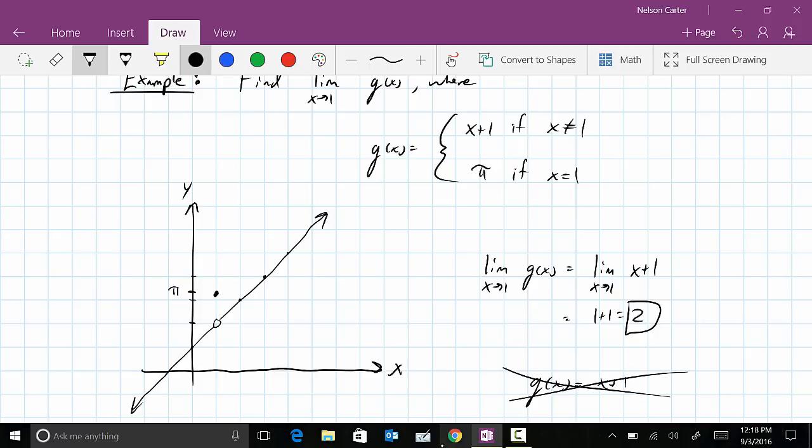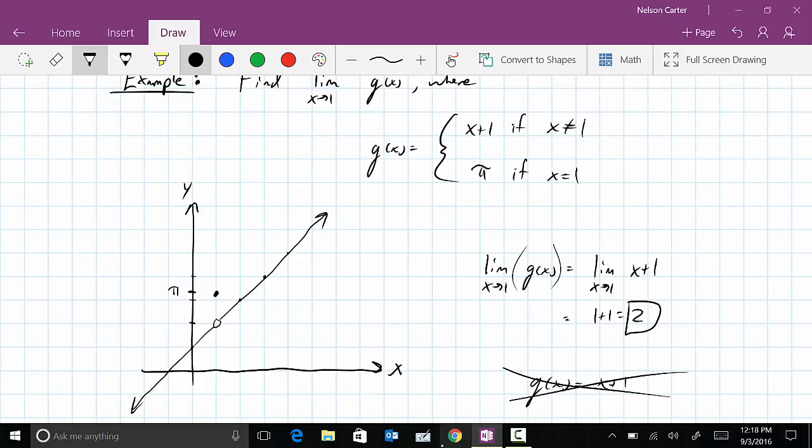The function g of x is not equal to x plus 1. It's equal to x plus 1 if x is not 1, and then it's equal to pi if x is 1. But we're taking the limit as x approaches 1. So since we're inside of a limit, that means that the limit doesn't care what happens at 1. It cares what happens around 1.